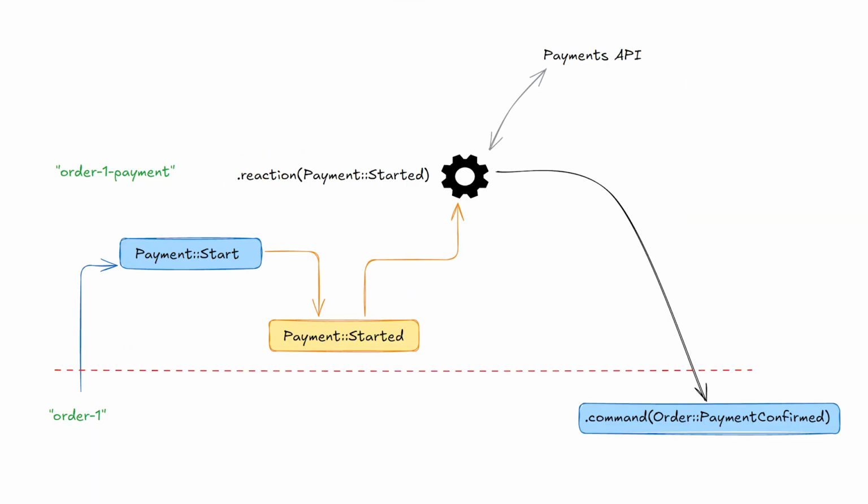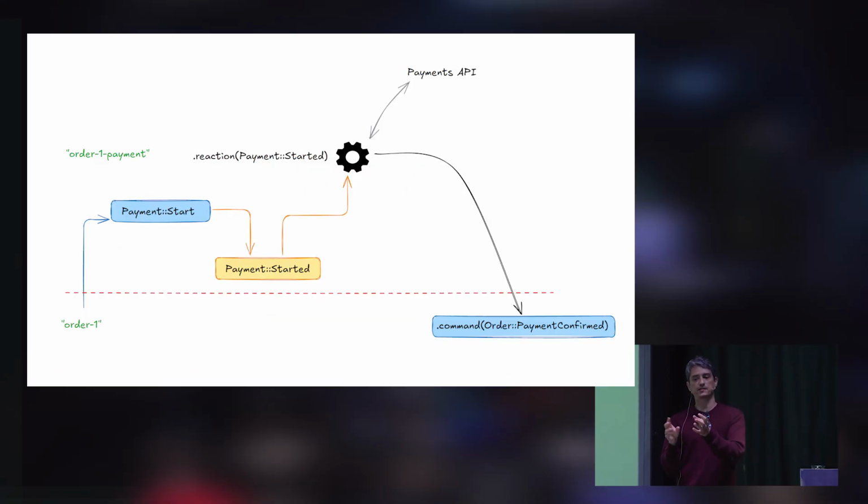And this is how that looks in visual form. So this is now the payment actor. It got a payment start command from the order that resulted in the payment started. And then there's that reaction. So it reacts to its own payment started event. And this is where the side effects happen. This is where I call out to the third-party APIs, which may take seconds. And if that API responds, then I populate a new command that I can send back to the order, confirming that the payment process succeeded.